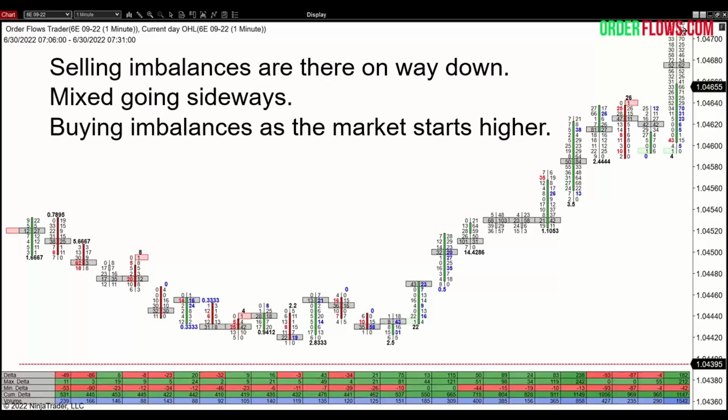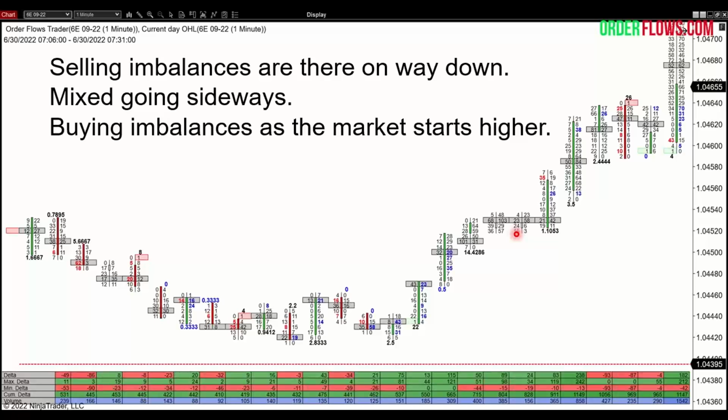And generally, as markets are moving directionally, you're going to see imbalances. As markets are moving down, like here, you're seeing the selling imbalances, right? You can see these red numbers in a bar. These are selling imbalances. Then as the market starts moving up, it's dominated mostly by buying imbalances, right? Easy stuff, right? There's nothing complicated about it.